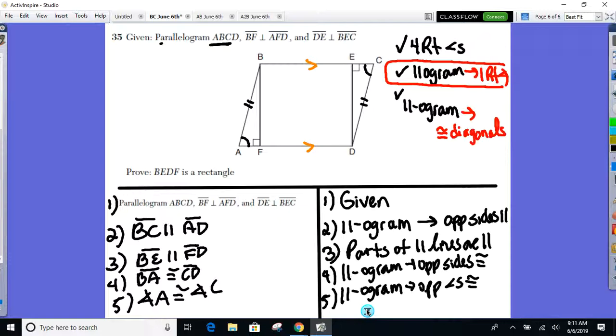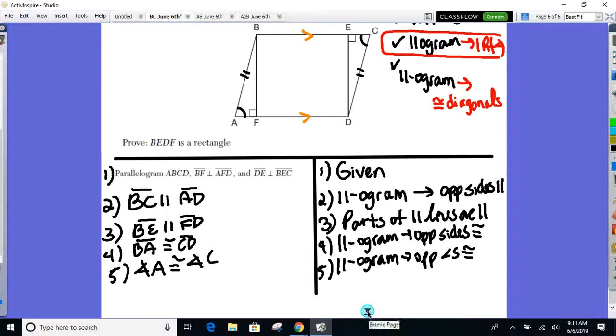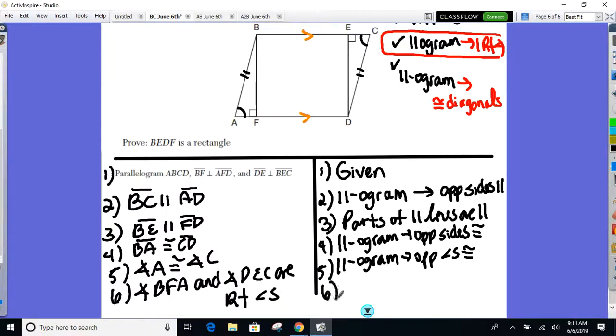Okay. Good thing I got to back up. BFA and DEC are right angles. It's been a while since we've done this, huh? What's the reason? Why they're right angles? I didn't say they're congruent yet. Perpendicular lines form right angles.